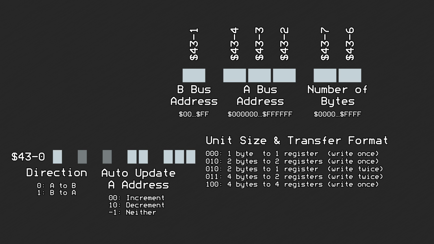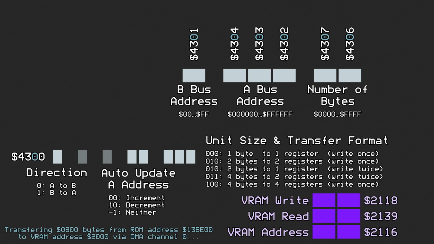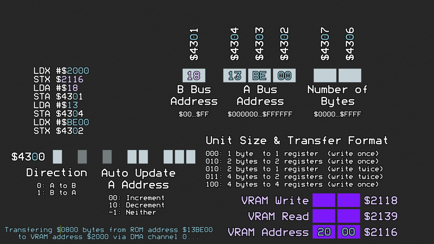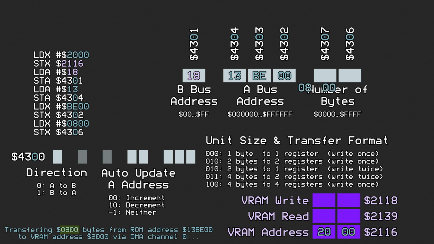As an example, here is how one would go about transferring a large block of graphics data from ROM to video RAM using DMA channel 0. First, the target VRAM address would be written to registers 2116 and 2117, and the B bus address should be set to the lower 8 bits of the VRAM data I/O register 2118. Second, the A bus address should be set to the location in ROM where the graphics data is stored, and the total number of bytes should be specified as well.